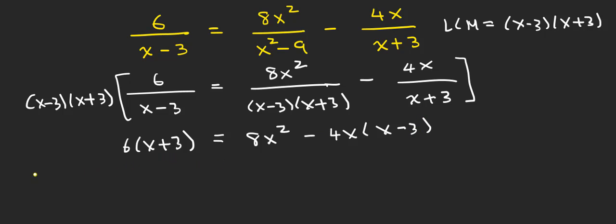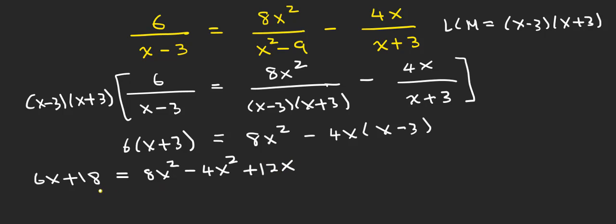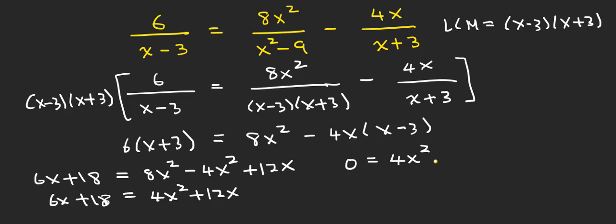So let's distribute. You get 6x plus 18 equals 8x squared minus 4x squared plus 12x. So you're going to get 6x plus 18 is equal to 4x squared plus 12x. I'm going to put everything on one side. So you get 0 equals 4x squared plus 6x minus 18.